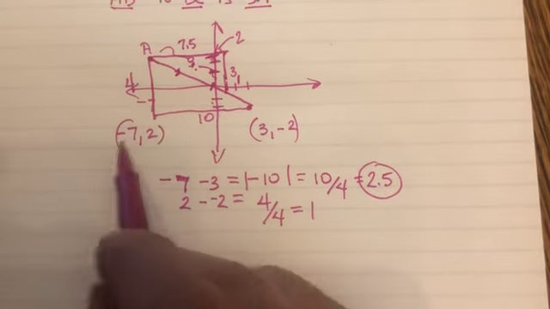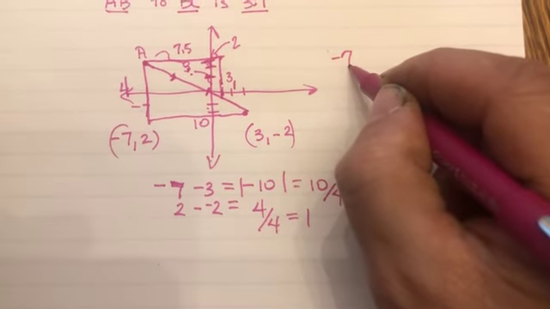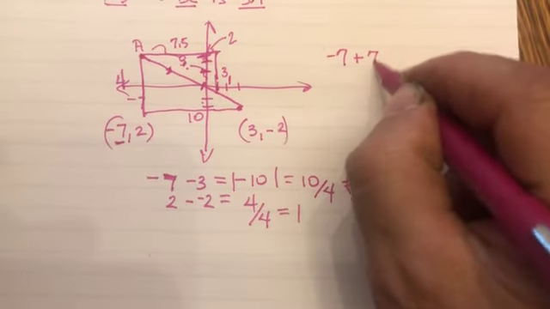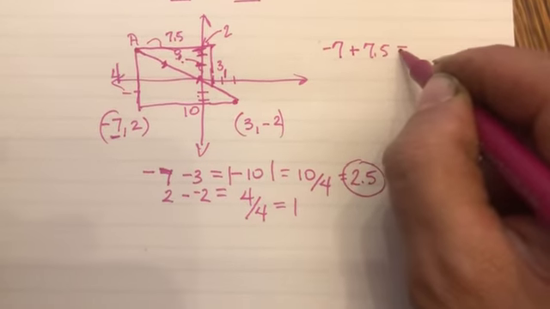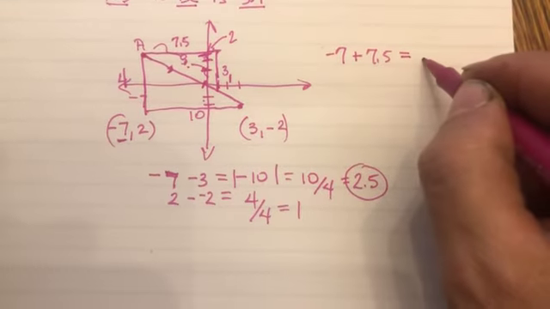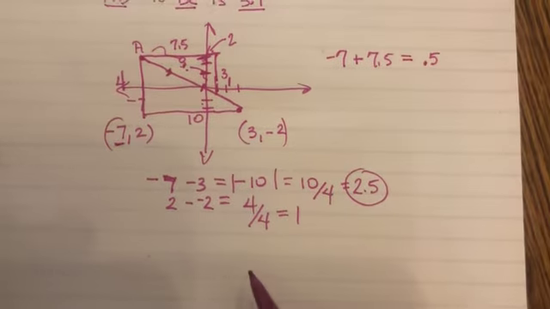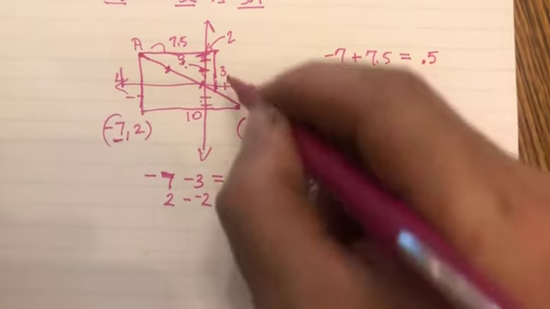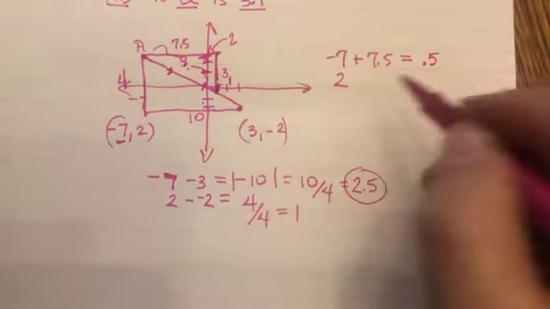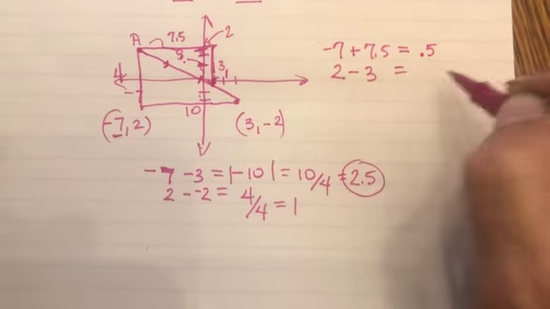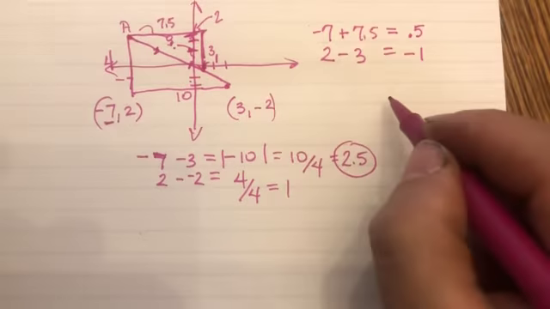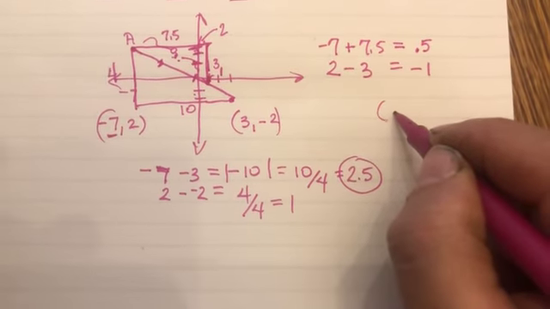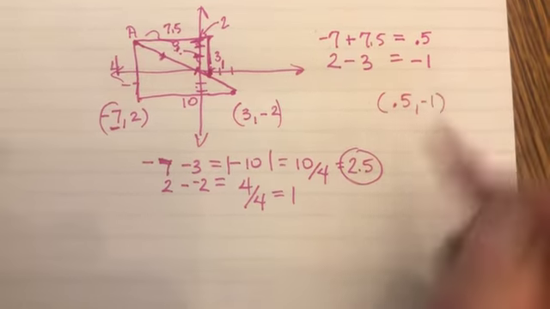I was at negative 7. That was my x coordinate. I'm moving 7.5 units to the right. So I'm ending up at 0.5 in the x direction. I was at positive 2. I'm moving down 3 units. So I'm at negative 1. And my coordinates for my point B are going to be at 0.5, negative 1.